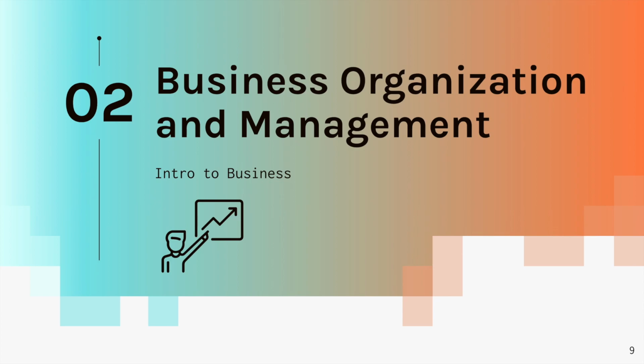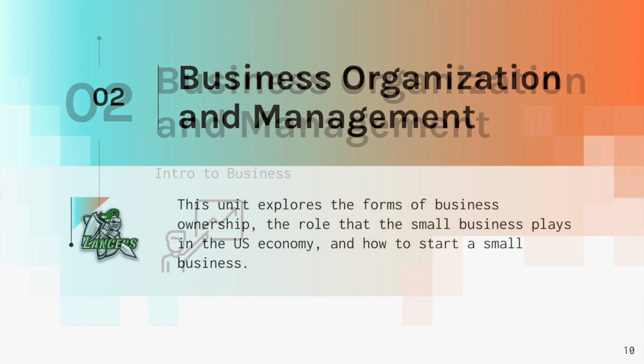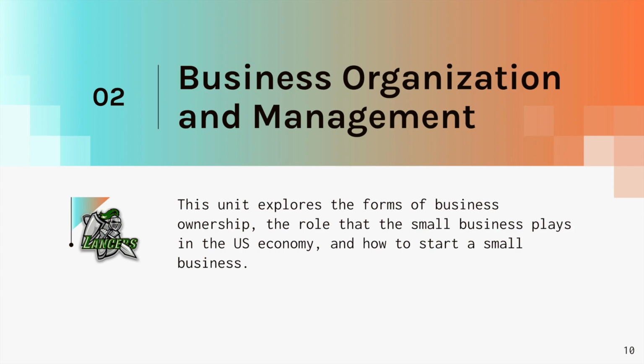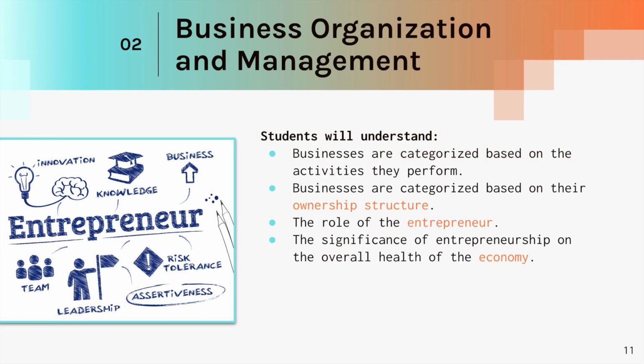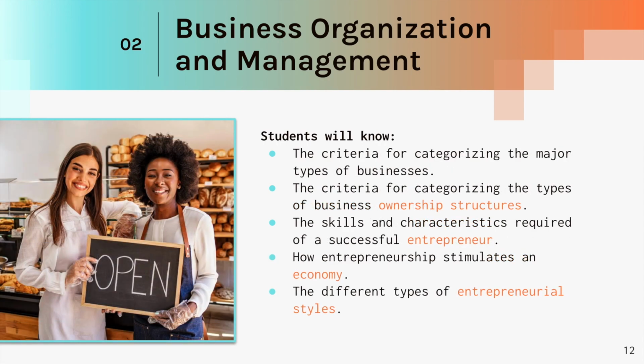In our second unit, Business Organization and Management, students will explore the forms of business ownership, the role that small businesses play in the U.S. economy, and how to start a small business. Students will understand ownership structure. We'll also explore entrepreneurship and the significance of entrepreneurship on the overall health of the economy. We'll look into how we categorize the types of business ownership structures, skills, and characteristics required of a successful entrepreneur, and different types of entrepreneurial styles.